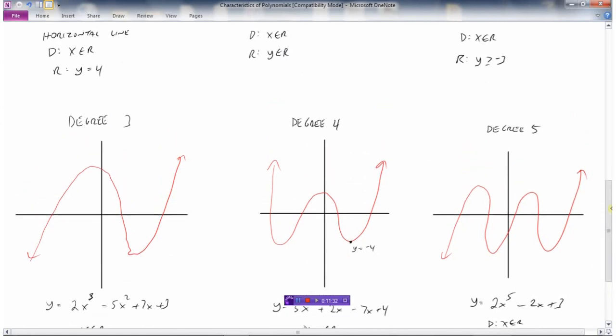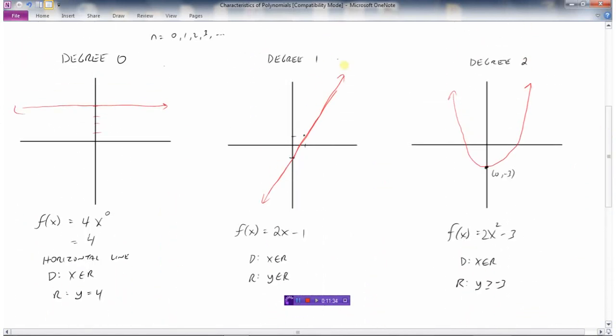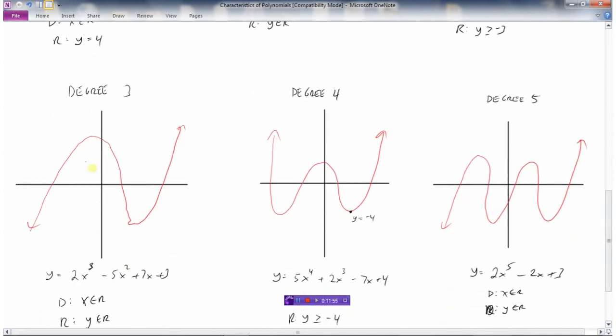The other thing we can notice from this is that the degree of the polynomial is always going to give you the maximum number of roots. Now remember, the roots are where it crosses the x-axis. So this is degree 1. It has possibly one x-intercept. This is degree 2. It has at most 2 x-intercepts. Degree 3, at most 1, 2, 3. Degree 4, possibly 4. Degree 5, possibly 5.